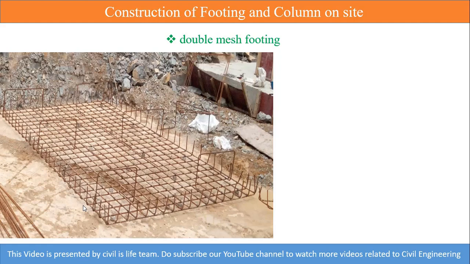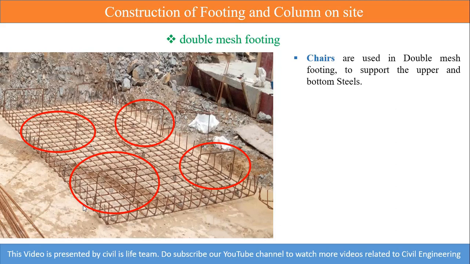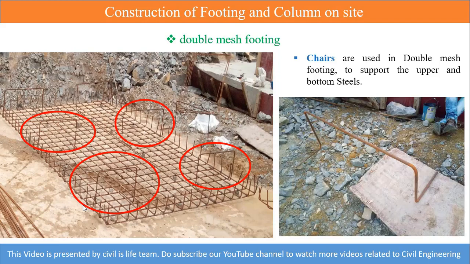See, if I directly put that top mesh on this one, it will deflect in the downward direction. Now to overcome that, the solution is, if you look at the round circle, you can see some different types of steel bars. They are bent in different shapes other than the main reinforcement. So these are called the chairs. Chairs are specially used in double mesh footing to support the upper and bottom steels, so that they will not get deflected in the downward direction. So their shape is this one.